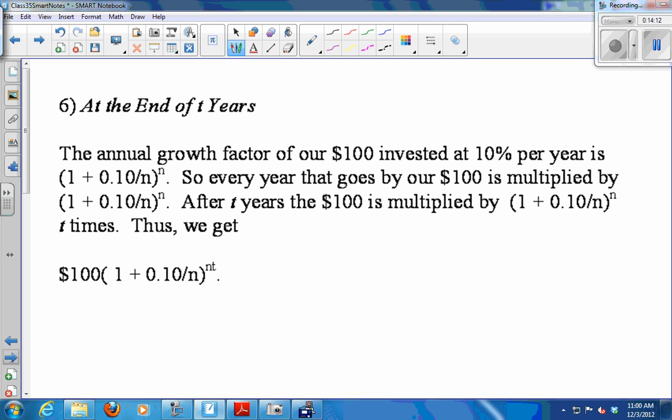But what if I want to leave it in there for more than 1 year? Not just 1 year, but I want to have it in there for more than 1 year? Let's just say a whole year for now.